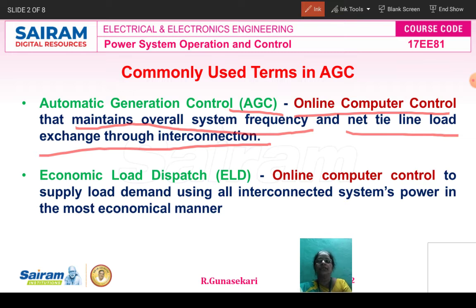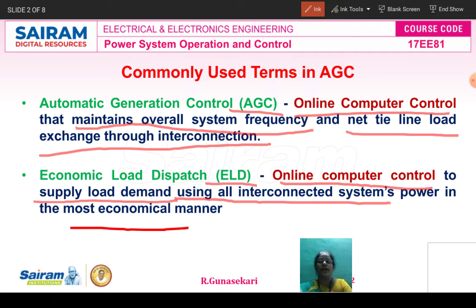The second term is economic load dispatch, which is denoted by ELD. It is also an online computer control. It is used to supply the load demand using all the interconnected power systems in the most economical manner. This is very important. That's why it is called economic load dispatch. These are the two terms.